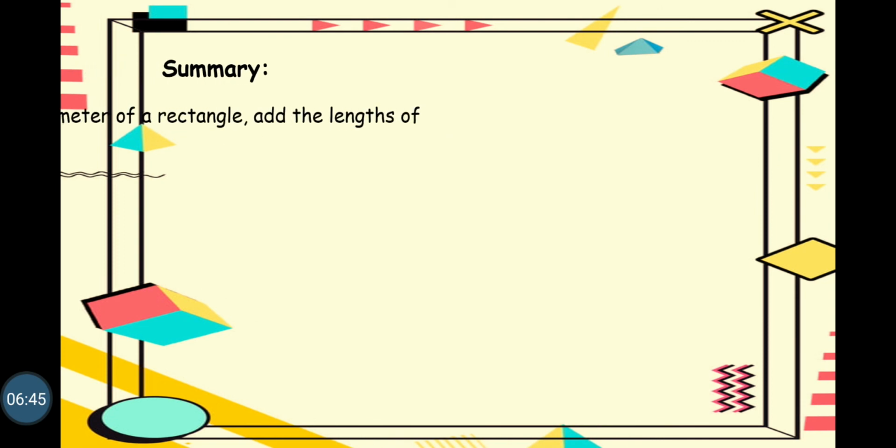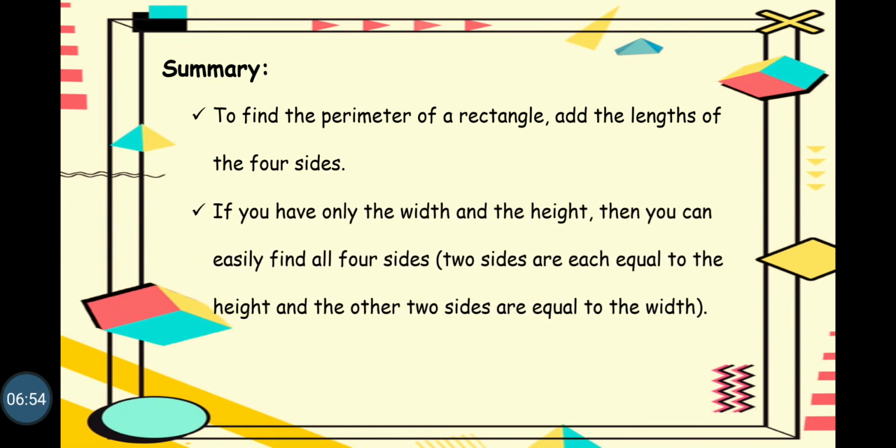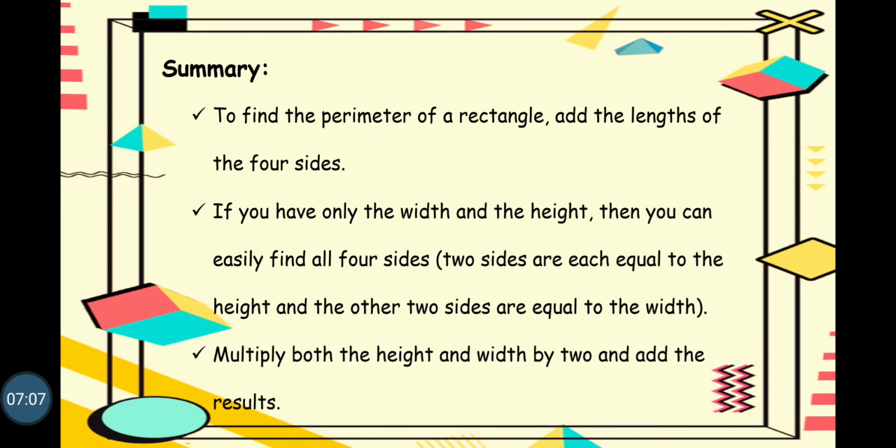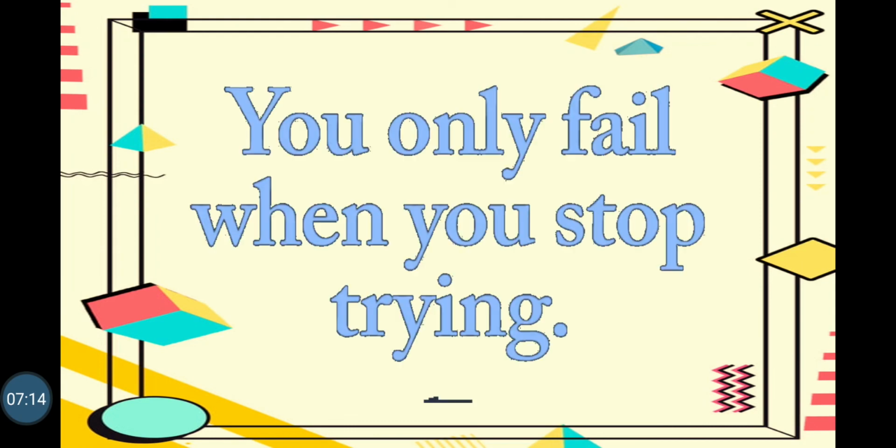Let's summarize our lesson. We had learned that to find the perimeter of a rectangle, we have to add the lengths of the 4 sides. If you have only the width and height, means the length, then you can easily find all 4 sides. And we had learned that we can multiply both the height and width by 2 and add the results. So now I know my dear students will practice for different rectangles.